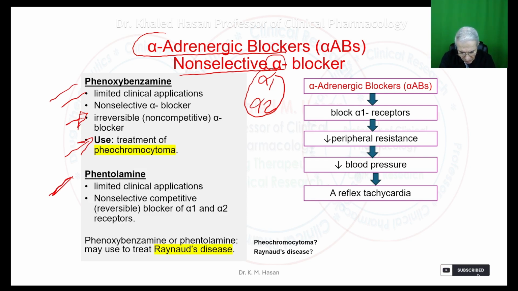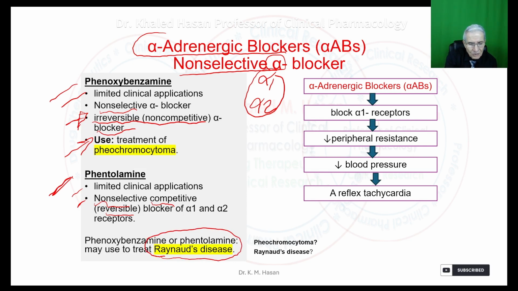Again, we need to remember an important issue here. Phenoxybenzamine irreversibly, non-competitively blocks the alpha receptor. What about phentolamine? Phentolamine also has limited clinical application and is non-selective; both of them are non-selective. But phentolamine is a competitive, reversible blocker of alpha 1 and alpha 2 receptors. Phenoxybenzamine and phentolamine could be used as treatment for patients with Raynaud's disease.